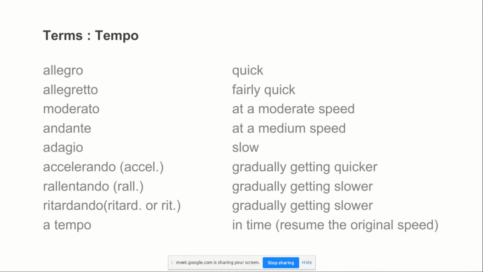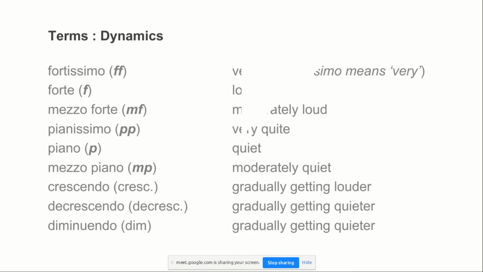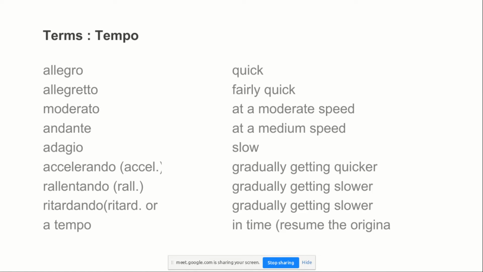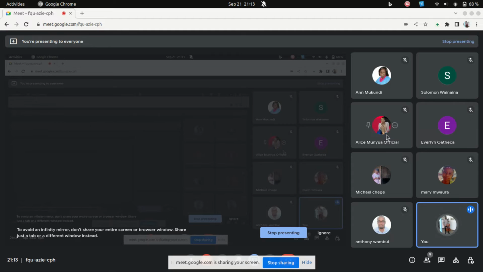Now, there are other terms. These were terms that deal with dynamics. And I said dynamics means the loudness or the quietness of music. These are terms for dynamics. Now, we have other terms, and these are terms for tempo. And tempo in music means, let me see if it's a strange word.